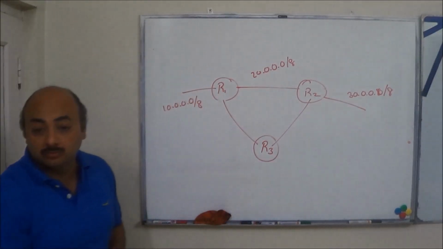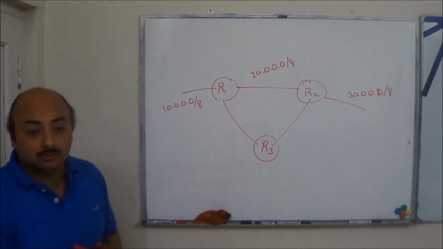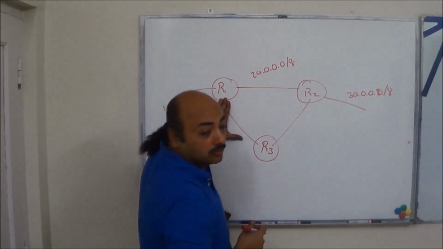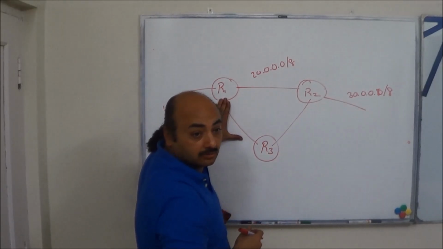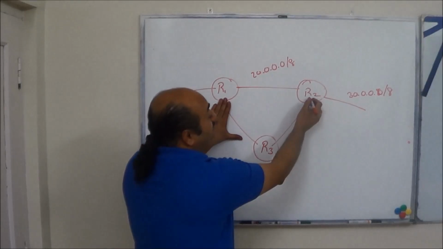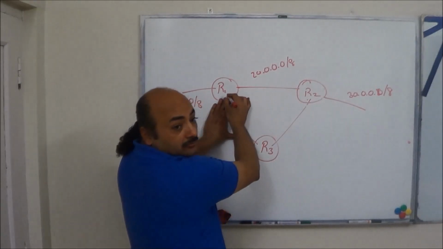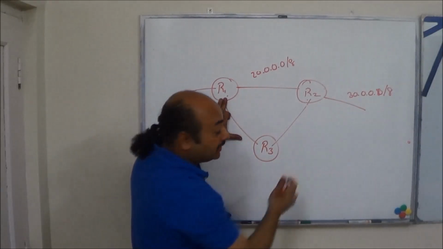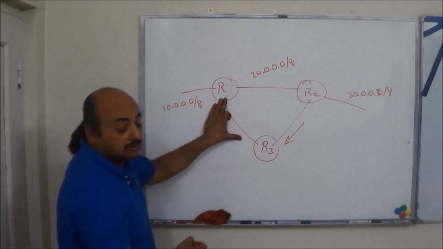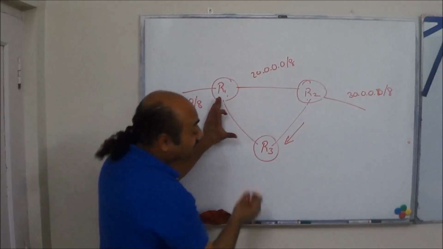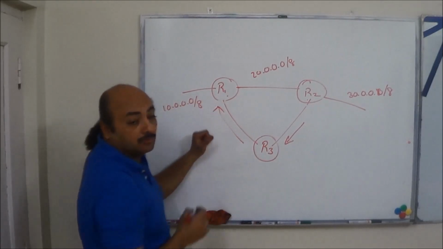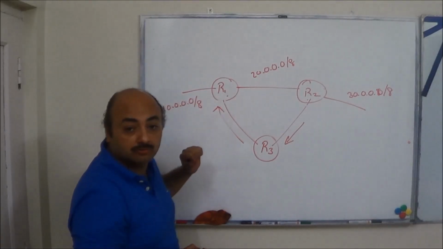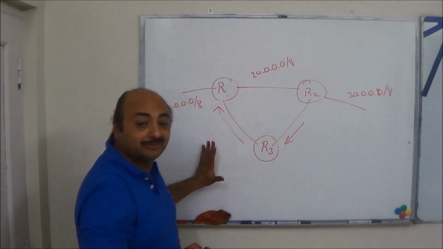Is there a loop now? There is a possibility of a loop. So R1 will install 30 network with a hop count of 1. R2 is advertising it with a hop count of 1, so it will install it with a hop count of 1. R2 is advertising 30 network with a hop count of 1 to R3. R3 will install it with a hop count of 1 and will advertise it with a hop count of 2. So which one will it prefer? This one, with a hop count of 1. Understand? This is the basic concept.